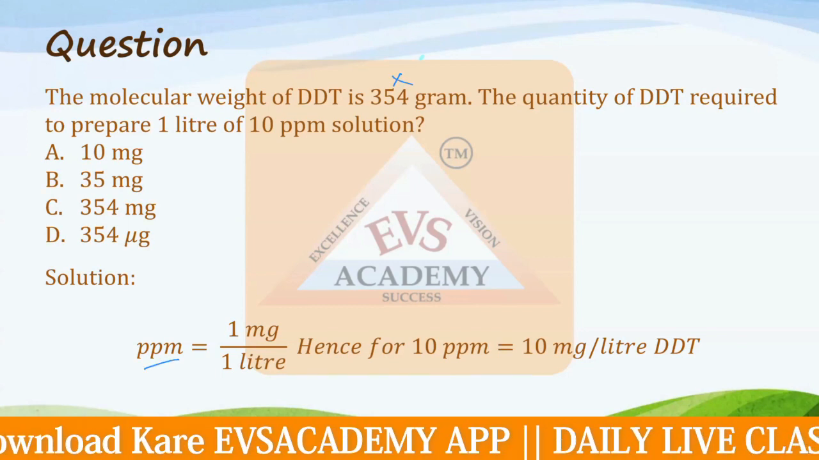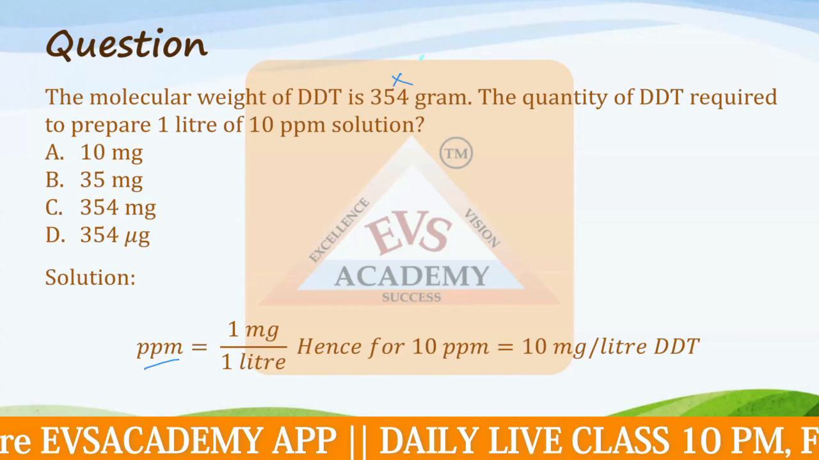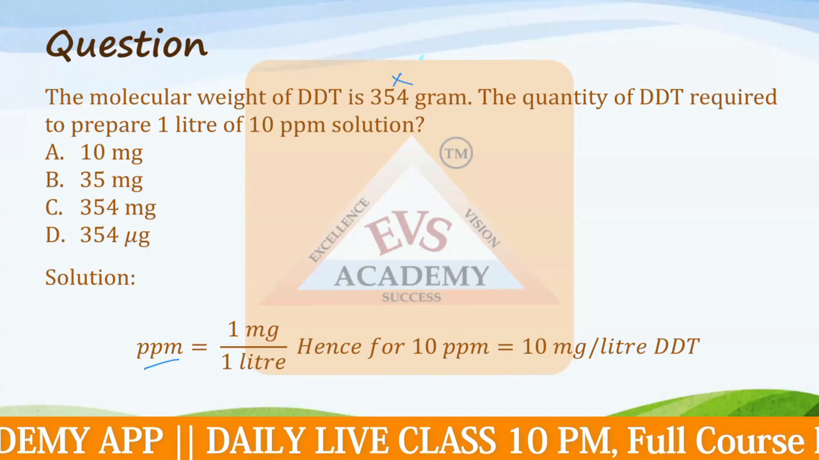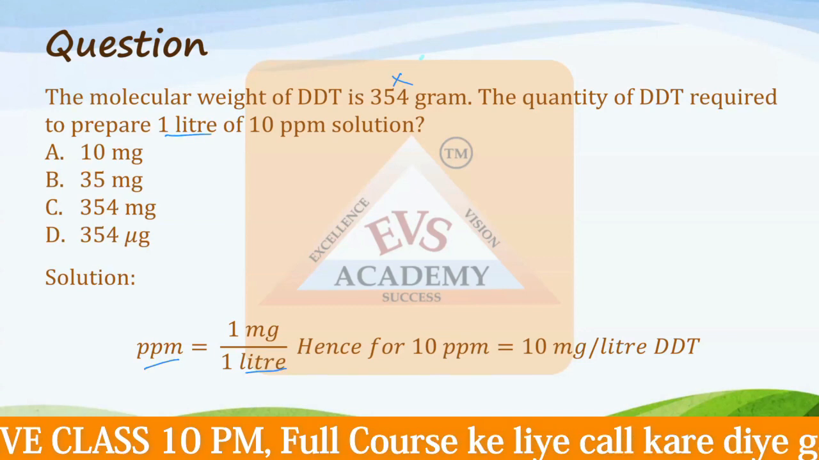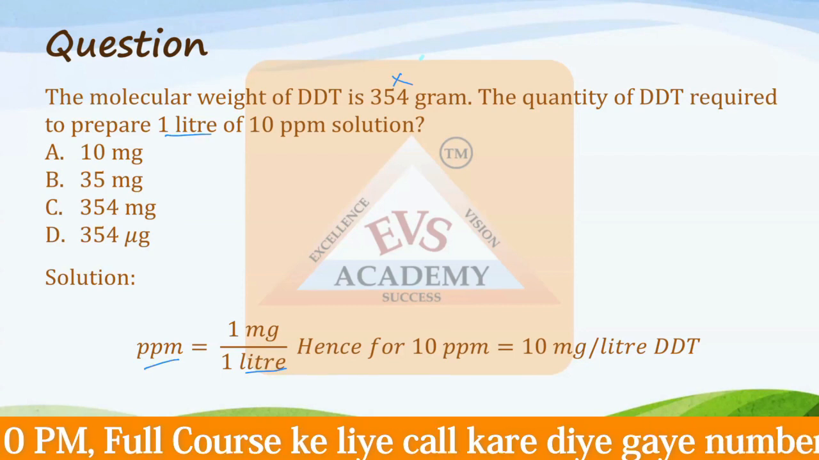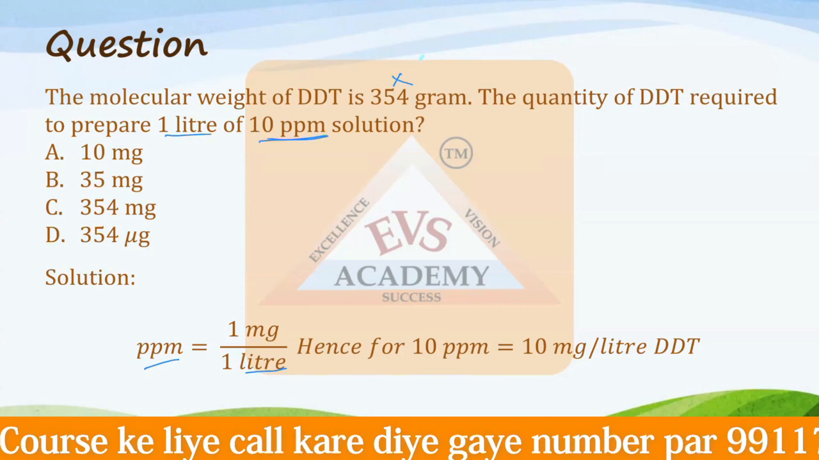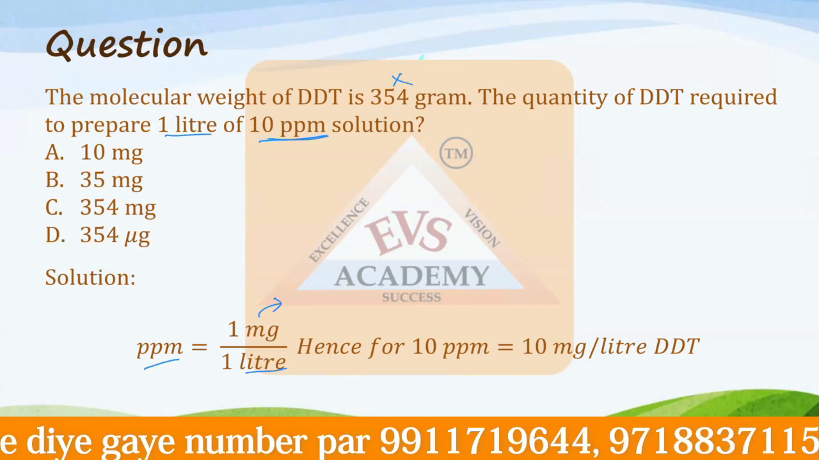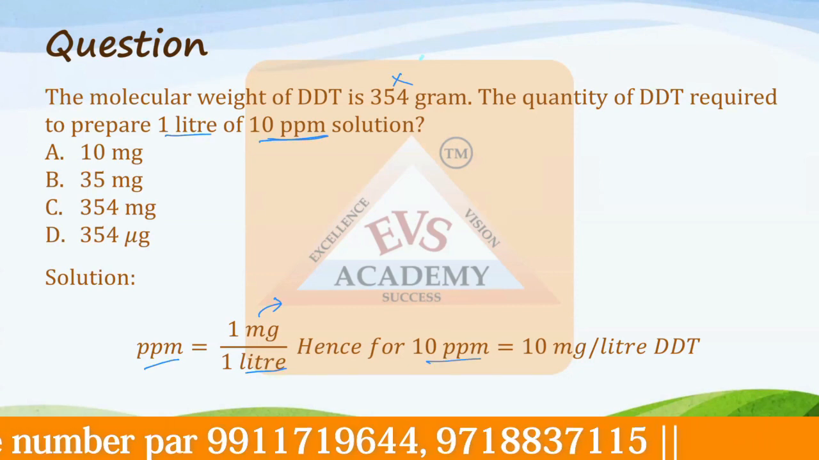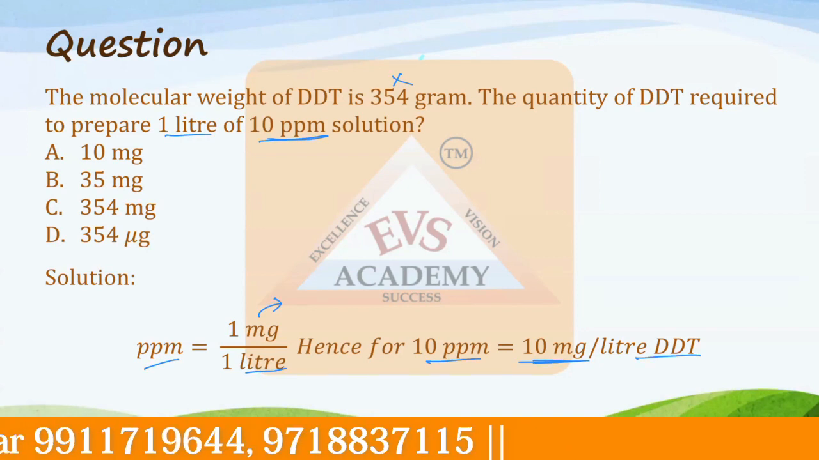Solve this. ppm is equals to, we know that in 1 ppm, 1 milligram is required to create 1 liter solution. Here 1 liter is right, so there is no need to change this 1 liter. You have to create 10 ppm. 10 ppm means 10 milligram would be required. And because in 1 ppm, 1 milligram is required, in 10 ppm, 10 milligram of DDT would be required.